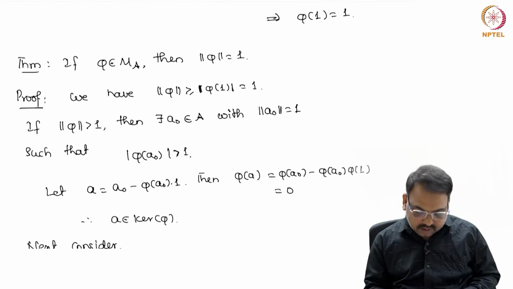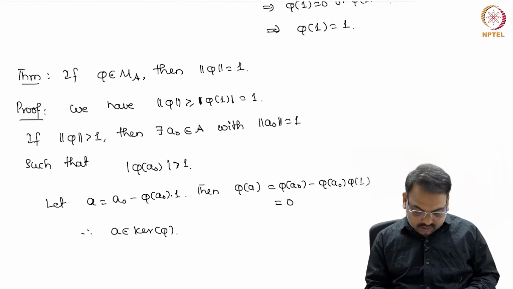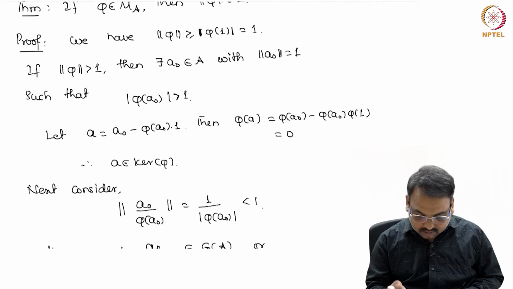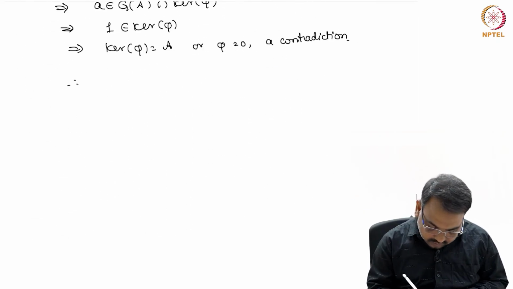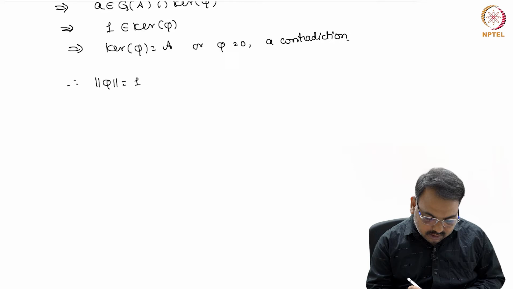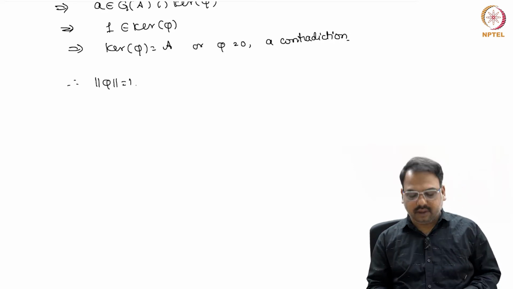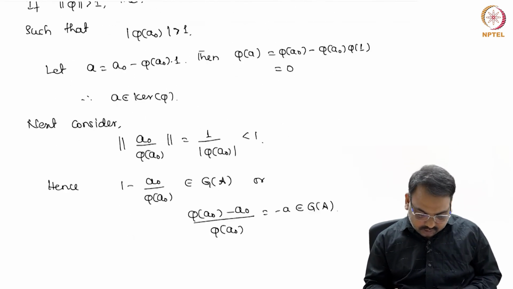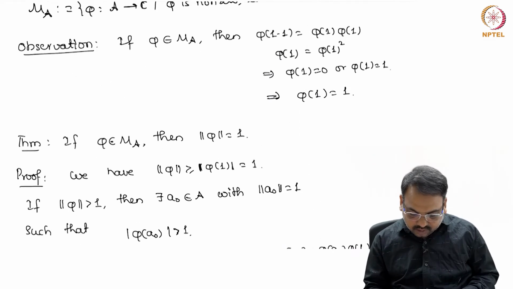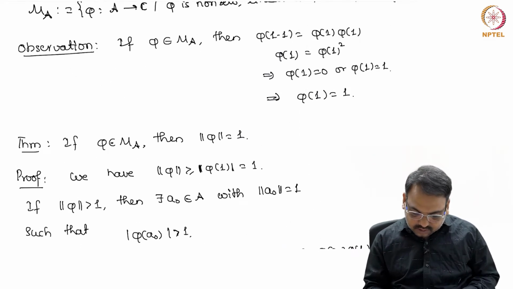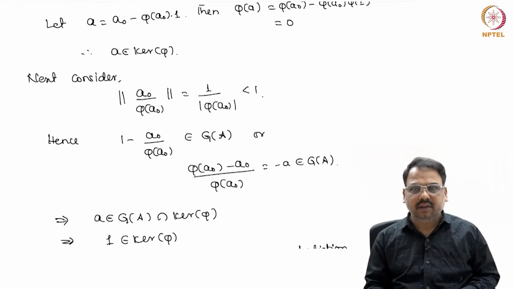So our assumption that norm phi is strictly bigger than 1 is wrong, hence we can conclude that the norm of phi is exactly 1. So any multiplicative linear functional which is non-zero must be bounded with norm 1.